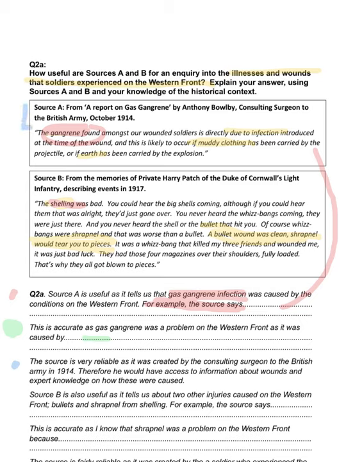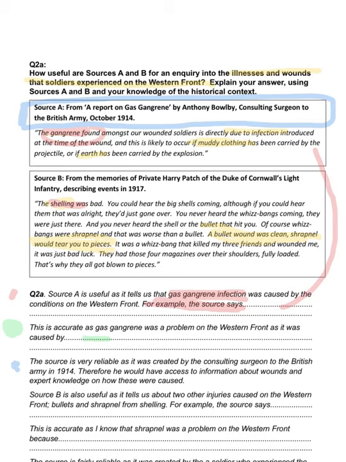You're always pretty good at this one in terms of tap and type. You've got quite strong, but I would recommend some of us are not necessarily getting the full explanation in. And I'll talk you through why. So we go back to this bit now. So is the source reliable? Is it helpful? Is it useful? Will it tell us everything? So from a report on gas gangrene by Anthony Bowlby, consulting surgeon to the British Army, October 1914.